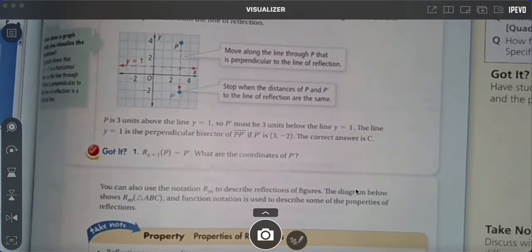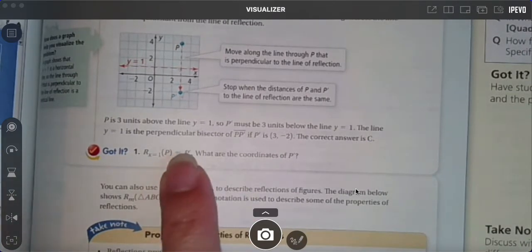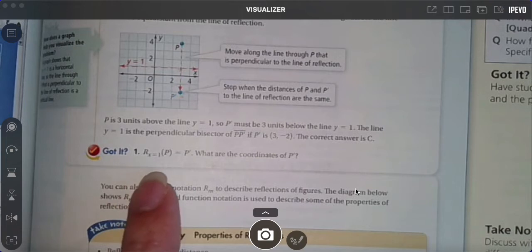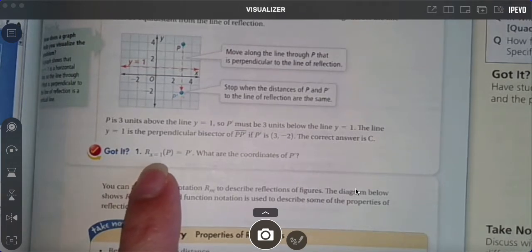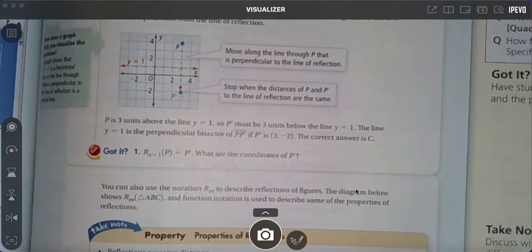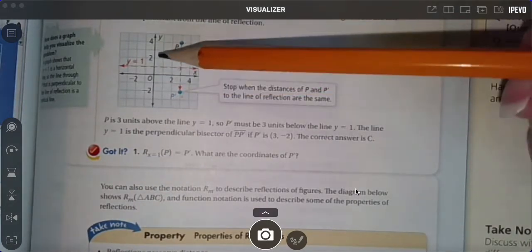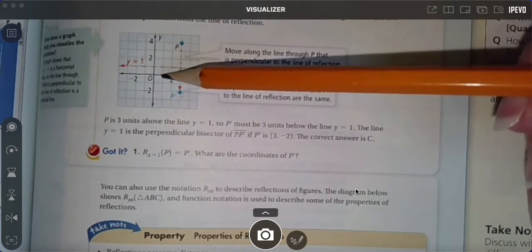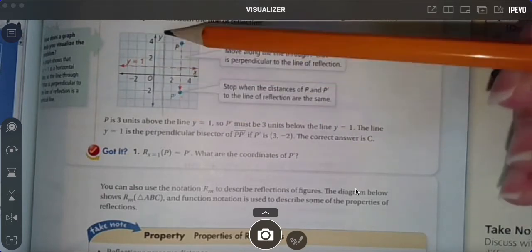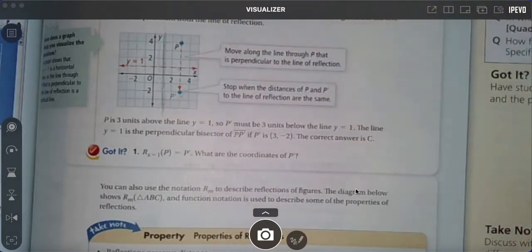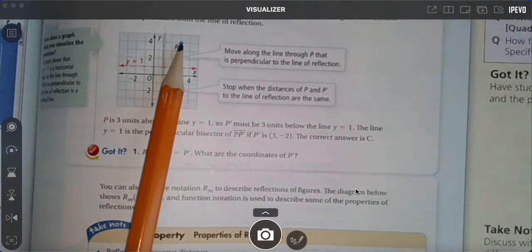They tell me the same ordered pair P, and they want me to reflect it across x equals 1. What's my new ordered pair? So I'll just draw it in the book and I'll erase it. X equals 1, I would go over 1 and draw a line through it. Does everybody kind of see? That's x equals 1. So here's my point P.